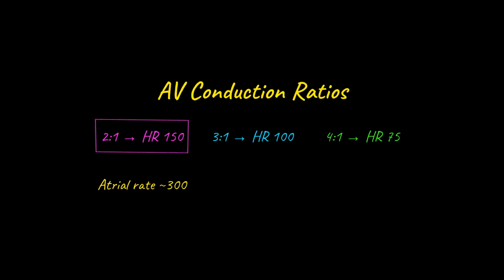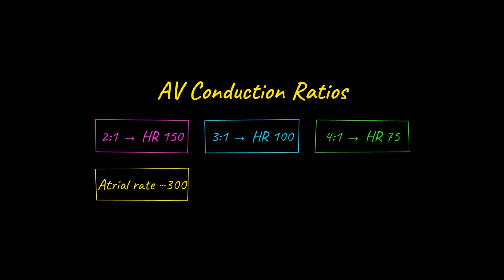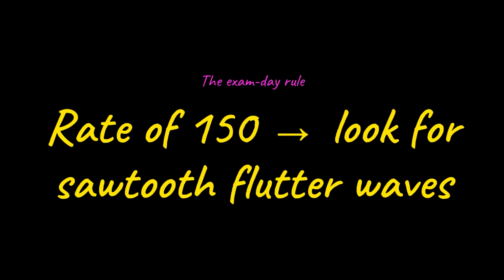The ventricular rate depends entirely on the conduction ratio. A 2-to-1 ratio at an atrial rate of 300 produces the classic ventricular rate of 150, the most recognizable flutter presentation and a rate that should always trigger a search for hidden sawtooth waves before labeling the rhythm as plain supraventricular tachycardia. Any regular narrow QRS tachycardia at 150 in an adult deserves a careful look at the baseline in leads 2 and AVF.